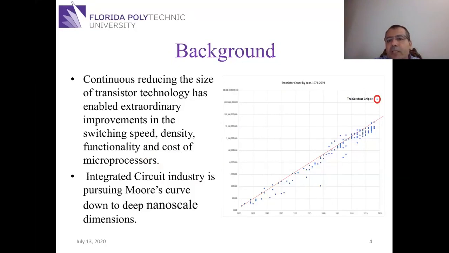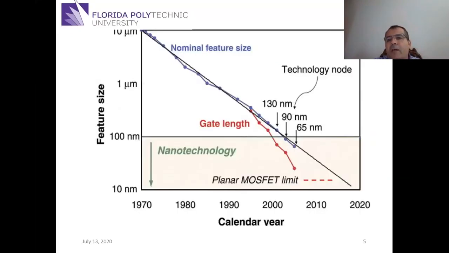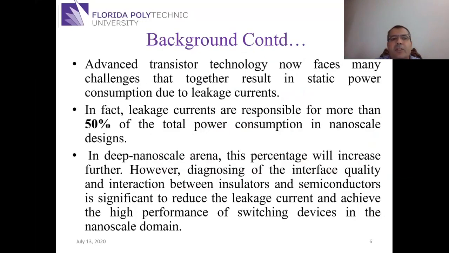So if you count per each of them, it will consume half of the supplied voltage. This will consume a lot of power in the chip, and this will make heating. So we have to treat this, or we have to work on this side for the leakage current. Leakage current consumes like 50% of the total power consumption in the nanoscale. So in the nanoscale era, this percentage will increase further.